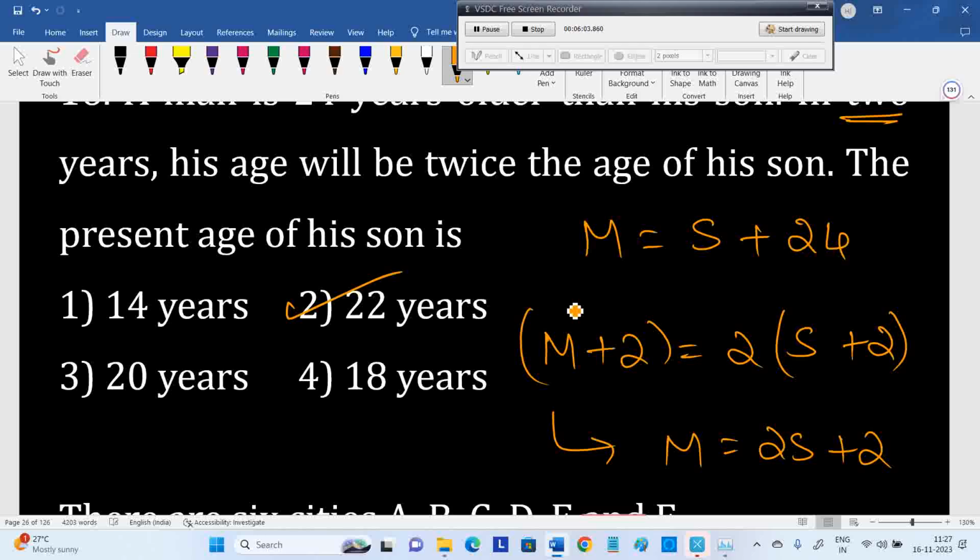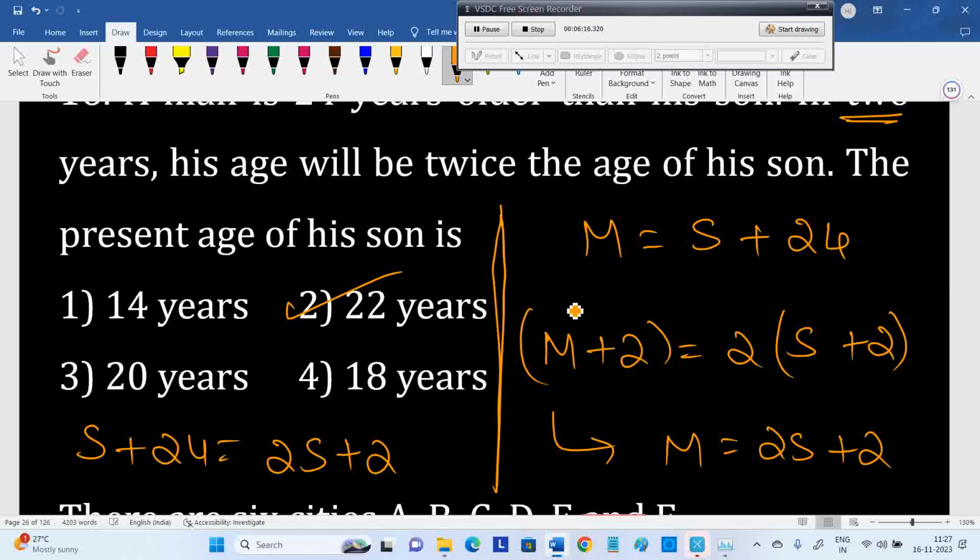You have both right sides equal, right? S plus 24 equals 2s plus 2. Solving, we'll get s equal to 22. Clear?